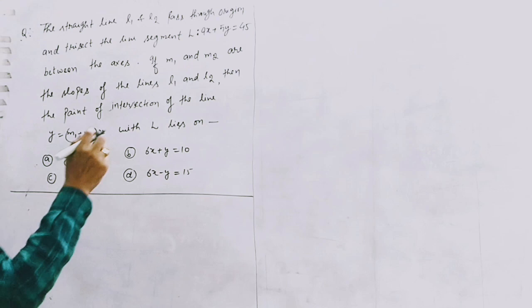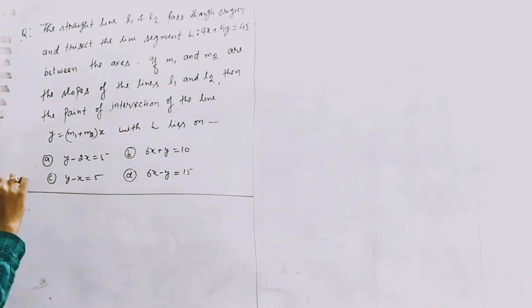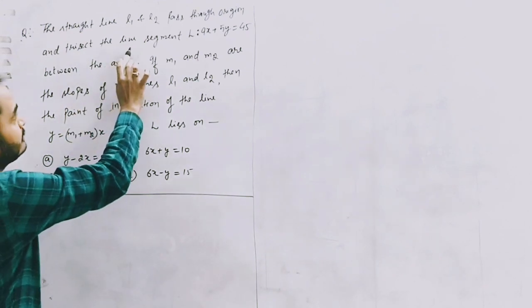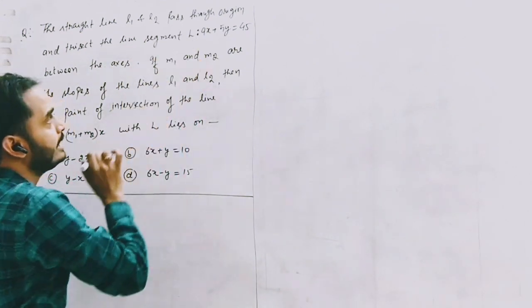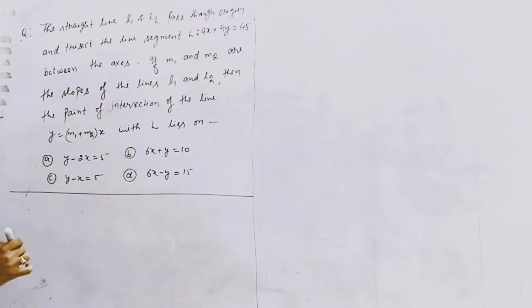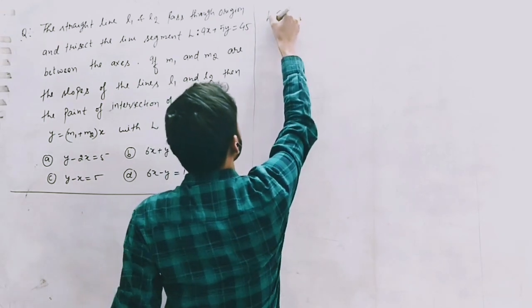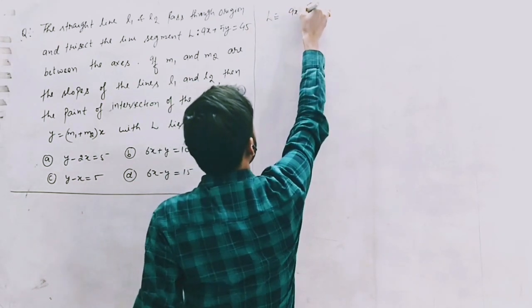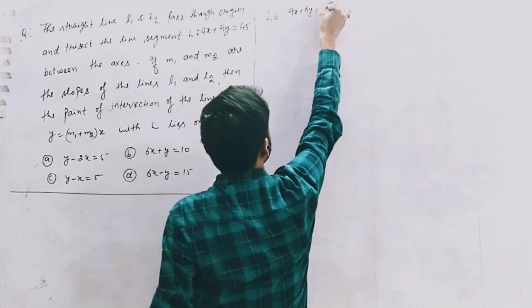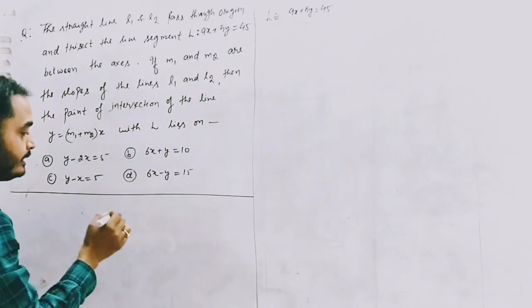The question is saying the straight lines L1 and L2 pass through the origin and trisect the line segment L: 9x plus 5y is equal to 45, with the axes. Okay, so there is this line capital L, 9x plus 5y is equal to 45. Okay, so this line is drawn on coordinate axes.